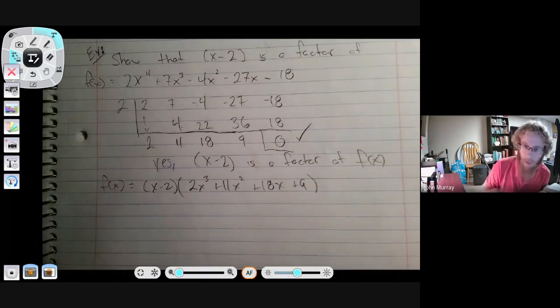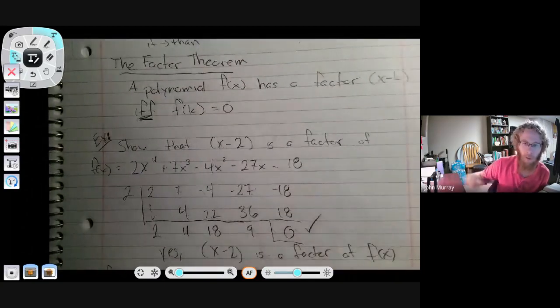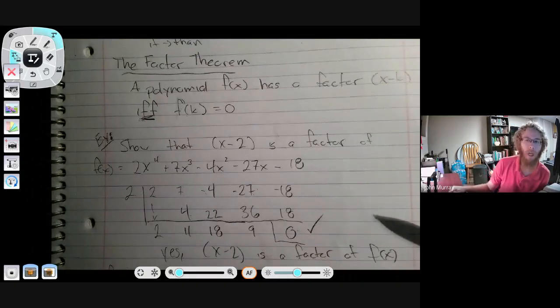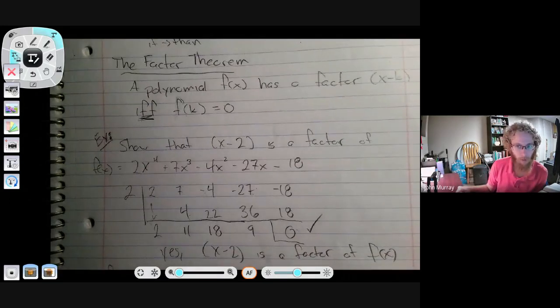All right, so tonight you're going to have a few questions, pretty much using the remainder theorem that we did on the page before, and maybe one on the factor theorem, and then we'll apply that to some higher order things tomorrow. All right, guys. So if you don't have any other questions, that's all I got for you guys today.